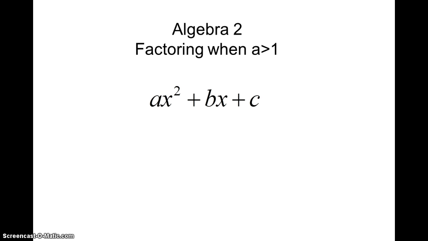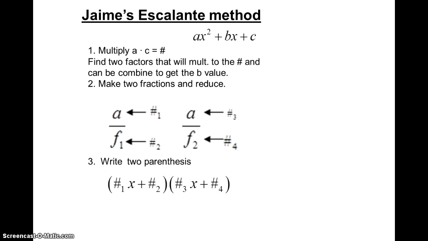The method that I like to use is Jaime Escalante's method. In Jaime Escalante's method, you have three simple steps. Keep in mind that you do have the terms or the variables a, b, and c. Make sure you really know which numbers represent a, b, and c, because for step number 1, you have to multiply a times c. So you have to look for those numbers.